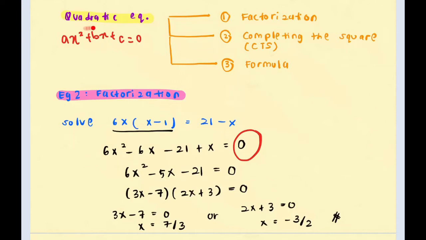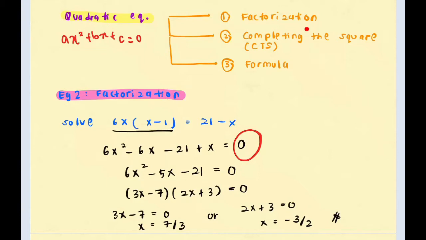Next, let's go to quadratic equation. So how do you know this equation is quadratic? When the highest power is power of 2. In order to solve quadratic equation, first you must make sure your right hand side is equal to 0. Then you can choose any of these methods. You have 3 methods. So first one, the easiest one is factorization. So usually you use calculator for this.